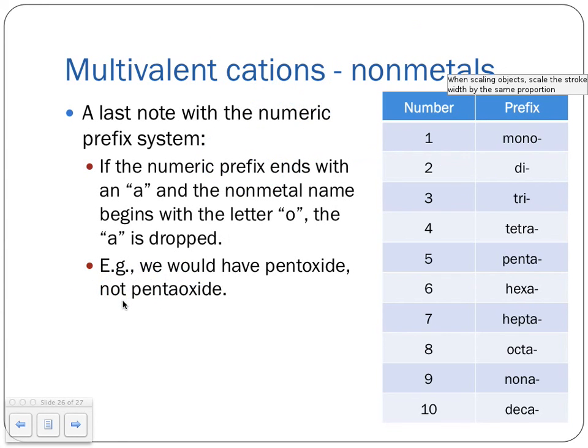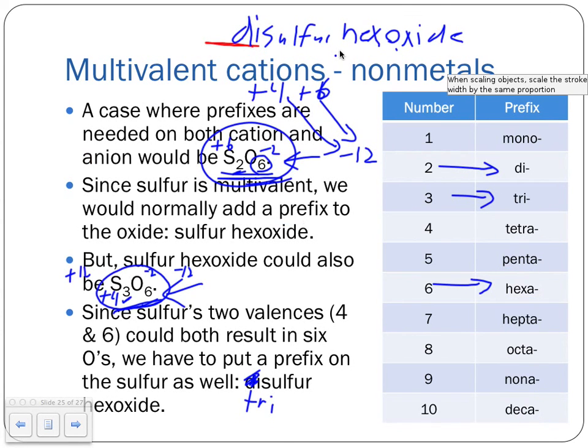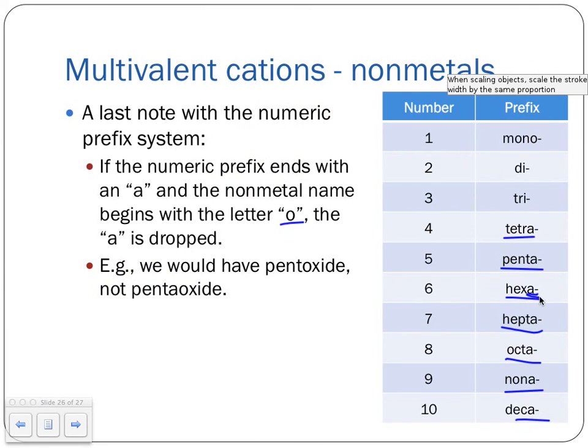One last note with numeric prefix system, just a naming one here. If numeric prefix ends in an A, so you can see tetra, penta, hexa, hepta, octa, nona, deca right here, if it's one of those, and the non-metal name begins with the letter O, which is oxygen, then the A is dropped. And so you actually may have noticed this a little bit with this. We didn't say hexa oxide, we said hex oxide. That was because of the fact that hexa ends in A, oxygen begins in O, and so it becomes hexoxide. If you had 5, it wouldn't be pentaoxide, it would just be pentoxide. And so that's something to look into.